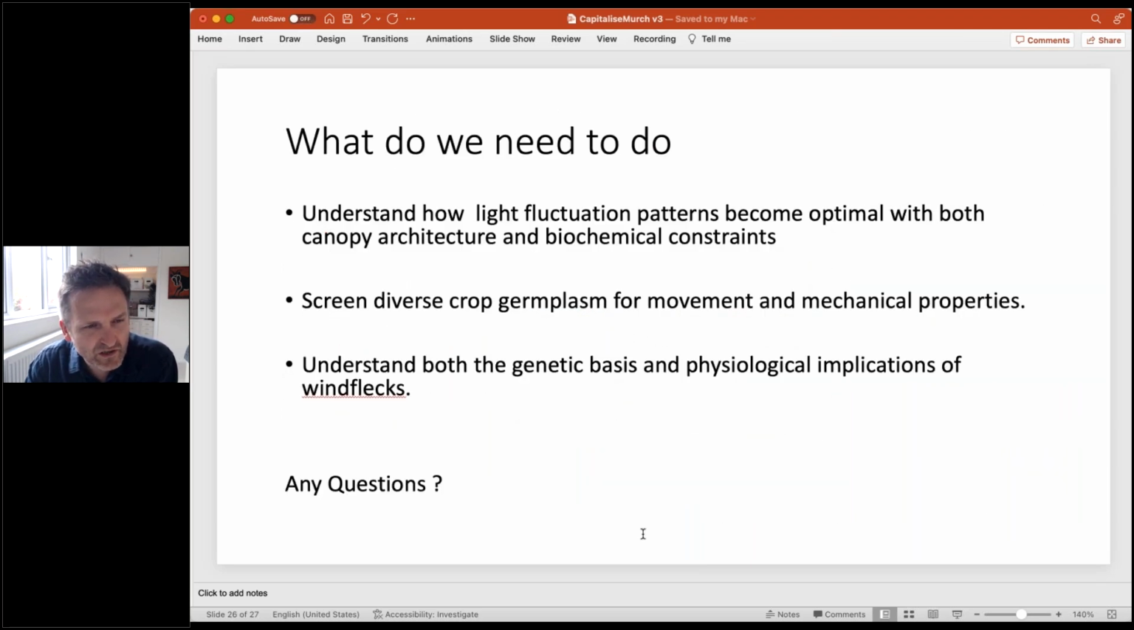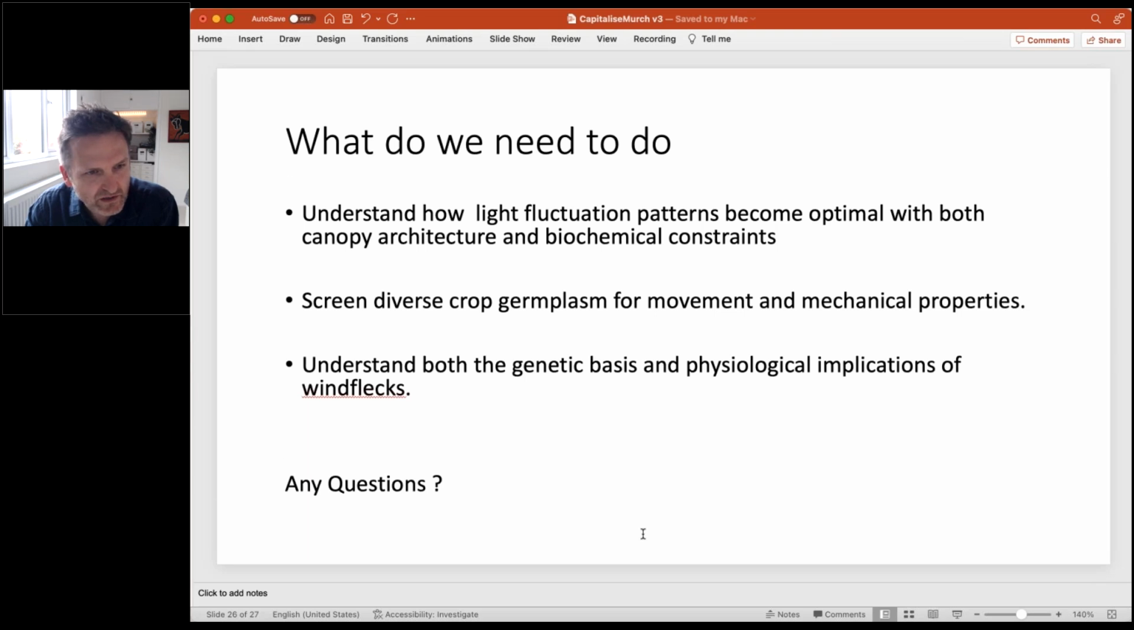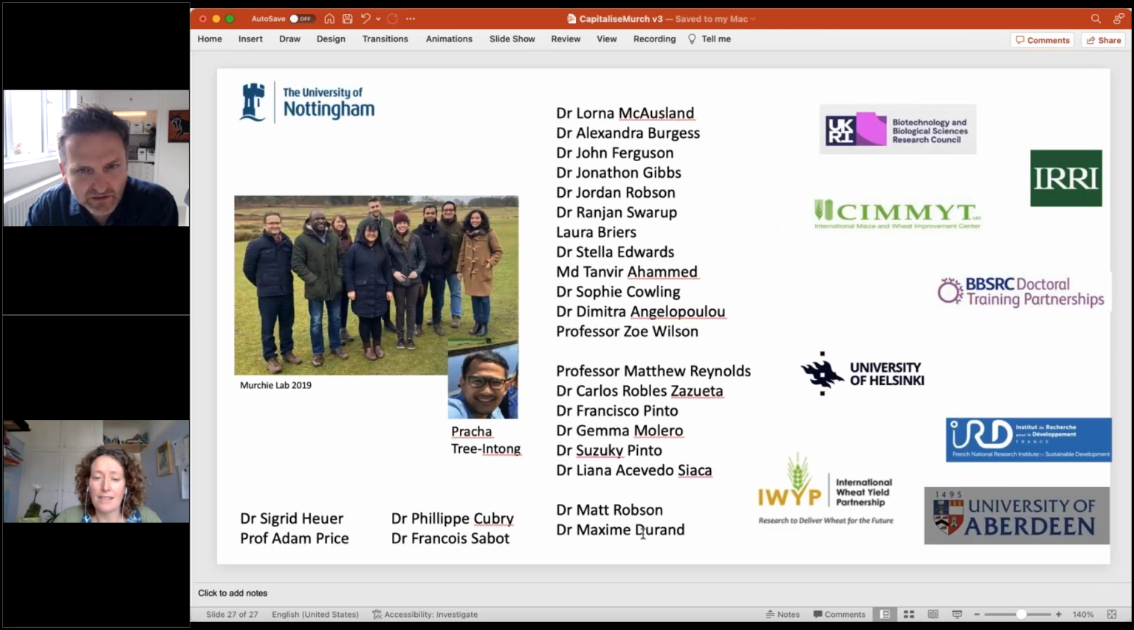Okay, so what do we need to do? I think we need to understand how light fluctuation patterns become optimal with both canopy architecture and biochemical constraints, exactly the kinds of things that Thomas was talking about. We need to screen germplasm for movement and mechanical properties and understand the genetic basis and the implications of wind flex. Okay, I'll stop there. I thank all the people involved in this work. For the sake of time, I won't do it individually.